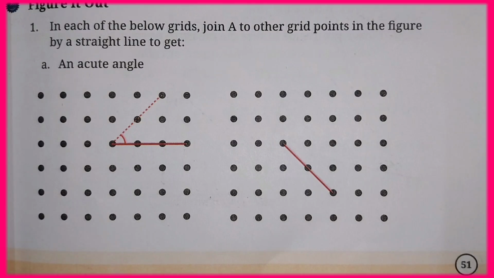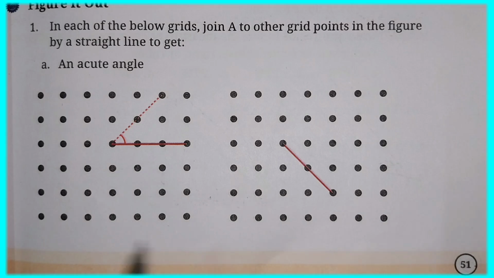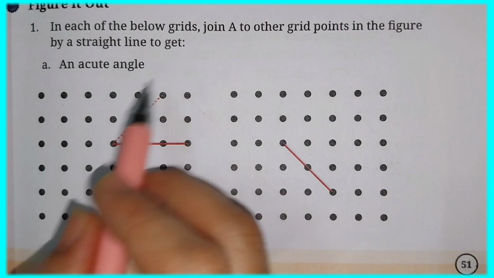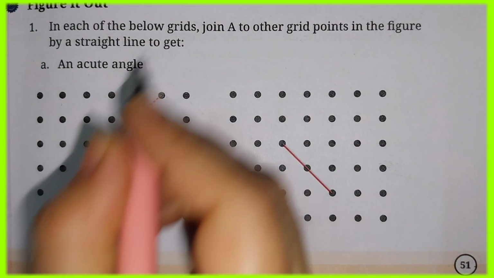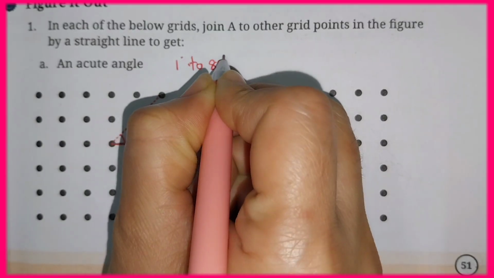In this video we are going to solve questions 1 and 2, Figure it out, page number 51, 52, class 6, chapter 2, lines and angles. The first question is, in each of the below grids, join A to other grid points in the figure by a straight line to get.